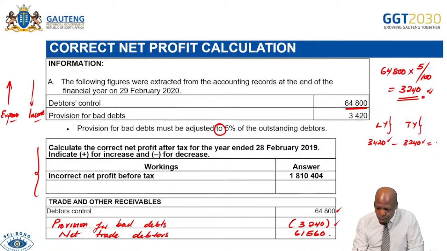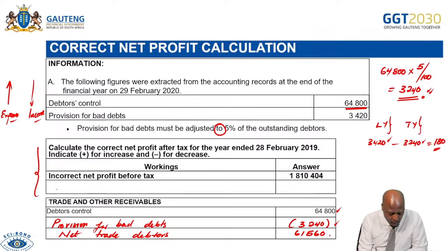The difference here should be 180. Now, that 180, is it income or an expense? Certainly, it is going to be income. Why? Because there is a decrease.